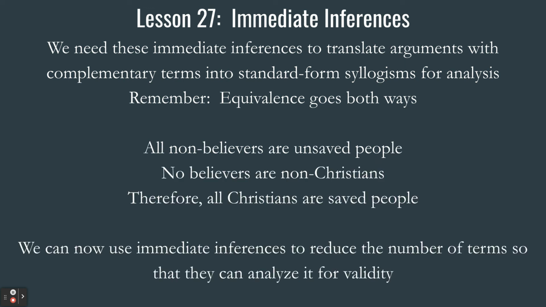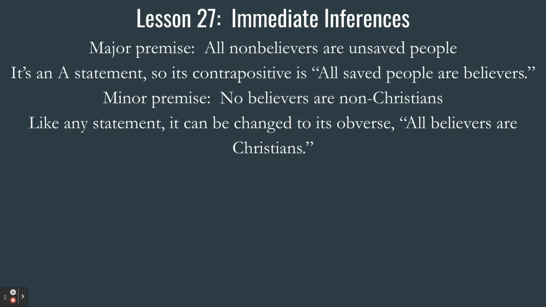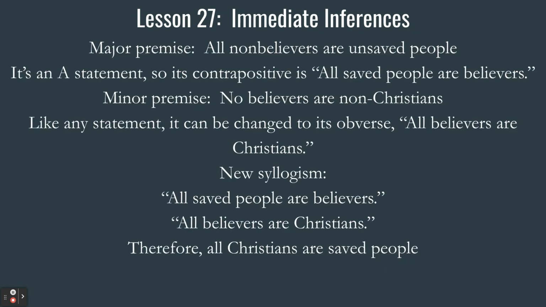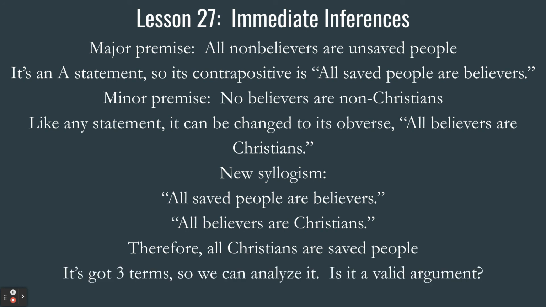Our original syllogism was this: all non-believers are unsaved people. No believers are non-Christians, therefore all Christians are saved people. And we don't know how to evaluate that syllogism. But using immediate inferences, and we're not going to do this step by step, we could come up with this. All saved people are believers. All believers are Christians. Therefore, all Christians are saved people. It's got three terms, so we can analyze it.